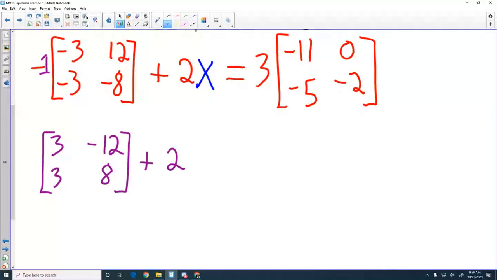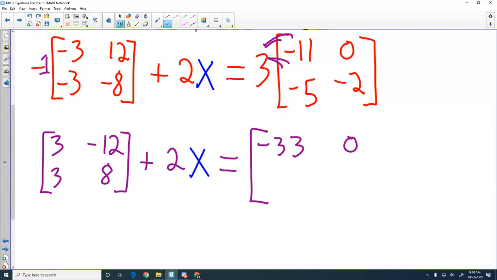Plus 2 times x. So we can't multiply those yet. We don't know what x is, so we're just kind of chilling for now. And then that last matrix, you have 3 times every element inside here. So you're really distributing this to every number. And so we've got 3 times negative 11 is negative 33. 3 times 0 is 0. 3 times negative 5 is negative 15. And 3 times negative 2 is negative 6.